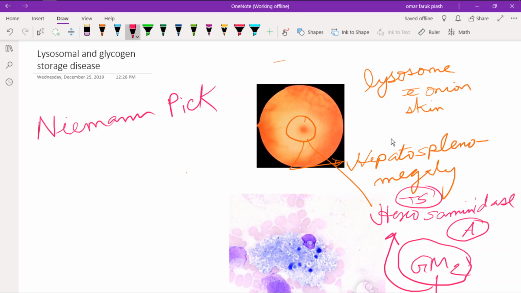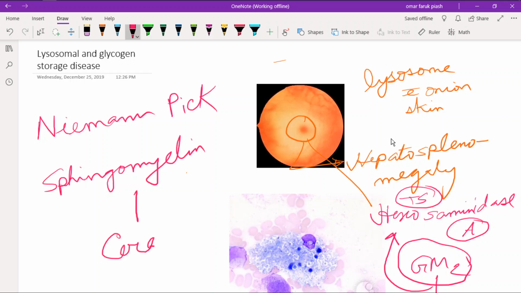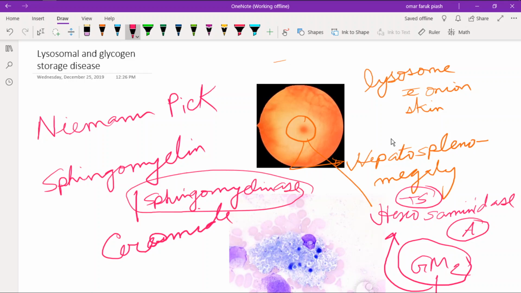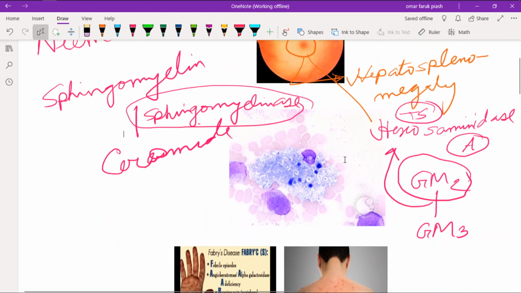Okay, in Niemann-Pick's disease, you have to remember that the deficient enzyme is sphingomyelinase. What happens is that sphingomyelin is converted into ceramide with the help of this sphingomyelinase. The deficiency of this enzyme, sphingomyelinase, causes Niemann-Pick disease.